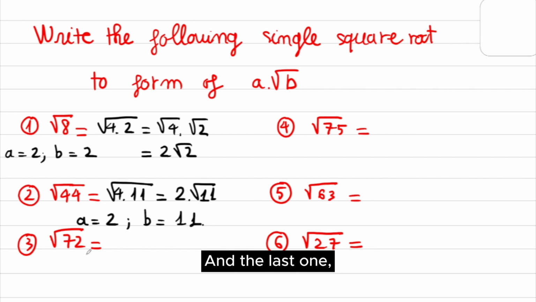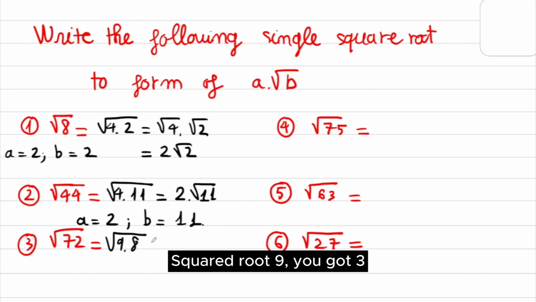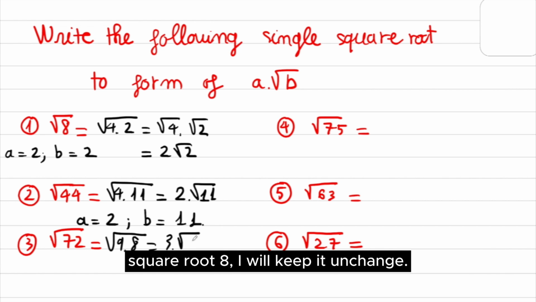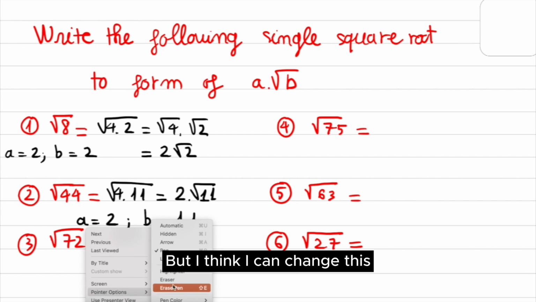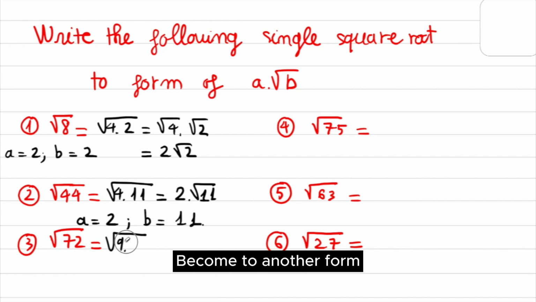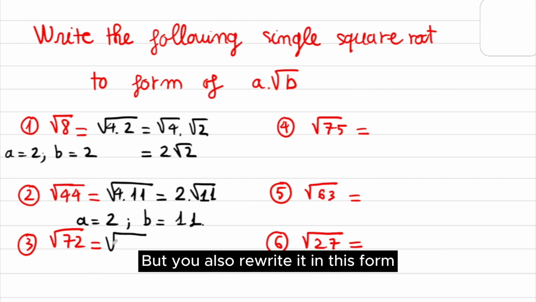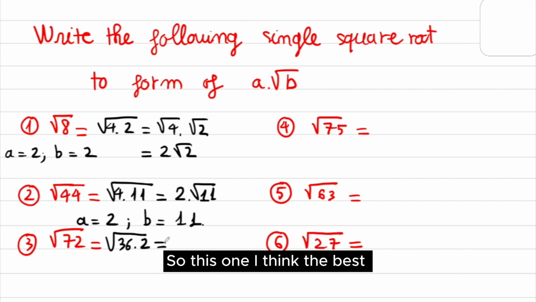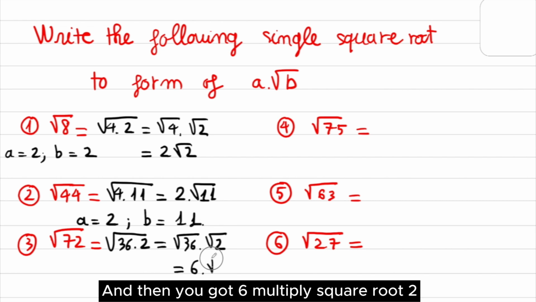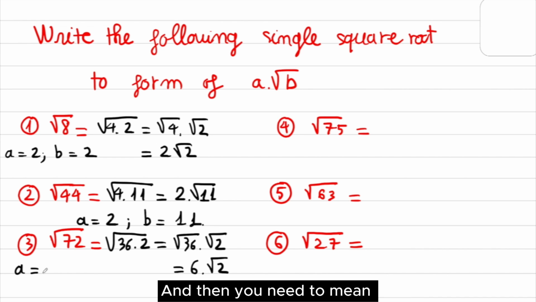And the last one of the first column, 9 multiplied by 8. The square root of 9 is 3, so you got 3 square root of 8. I will keep it unchanged, but I think I can change this into another form, because 72 you can write as 9 times 8, but you can also rewrite it in this form. So this one I think is the best: 36 times 2, and then the square root of 36 times the square root of 2, and then you got 6 multiplied by the square root of 2. And then you determine A equal to 6 and B equal to 2.